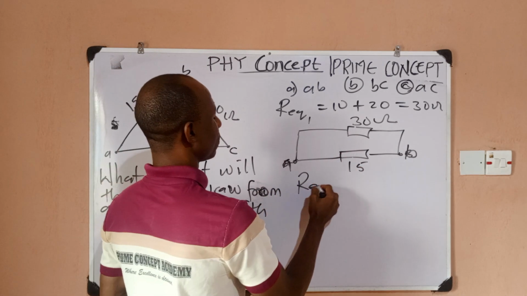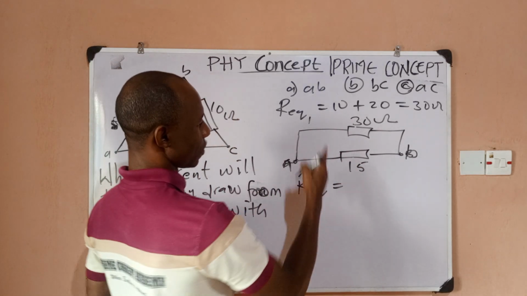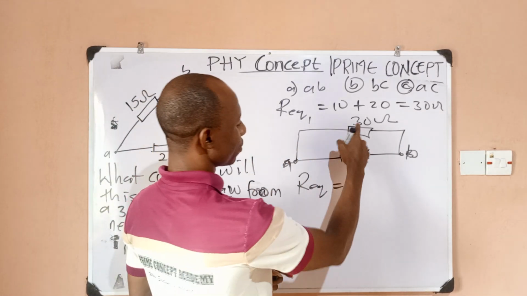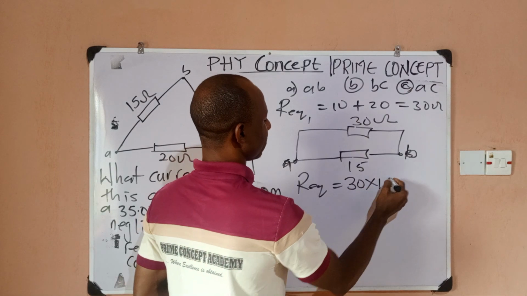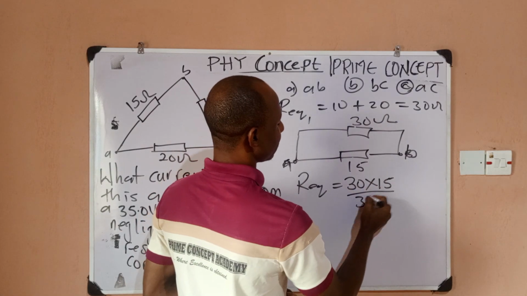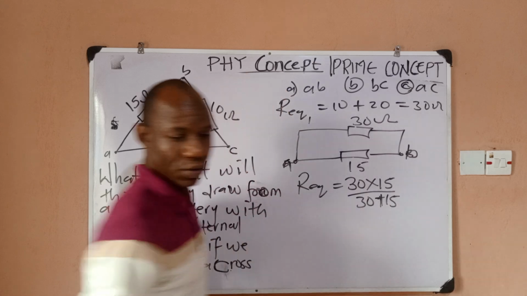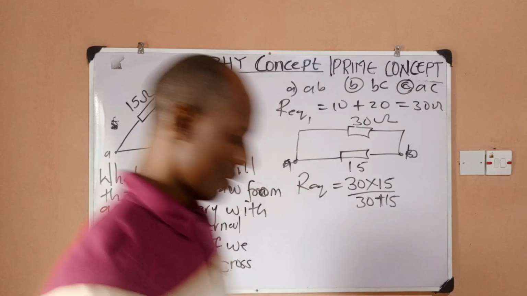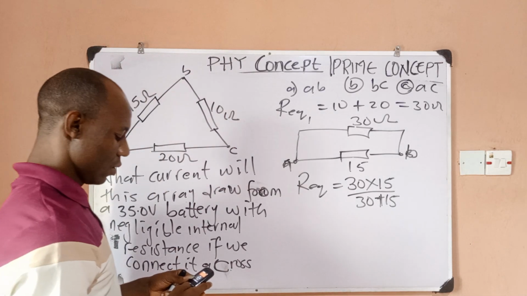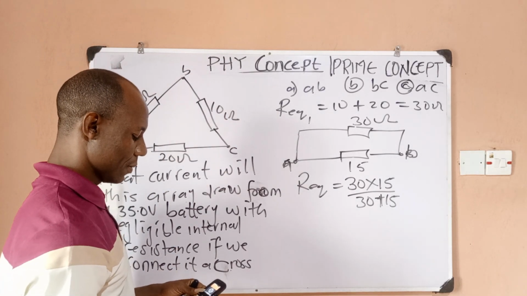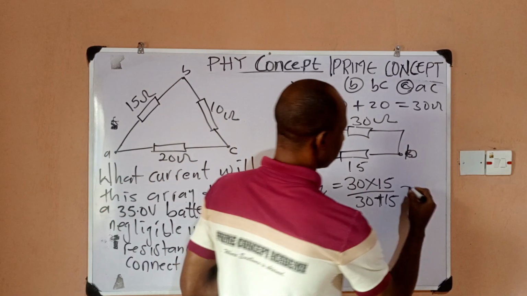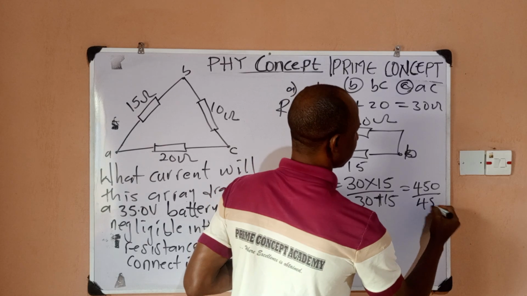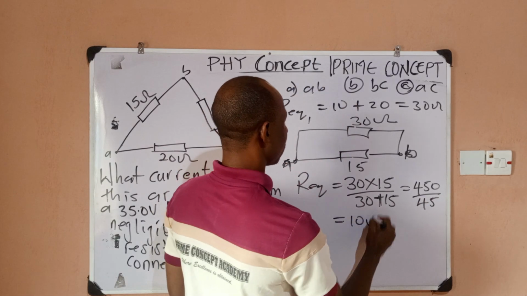The equivalent for those two is going to give us, remember when you have just two resistors in parallel, you do product over sum. Product is going to be 30 times 15 divided by 30 plus 15. If we do this, let me get my calculator. We have 450 divided by 45, which is 10. So this is going to give us 10 ohms.